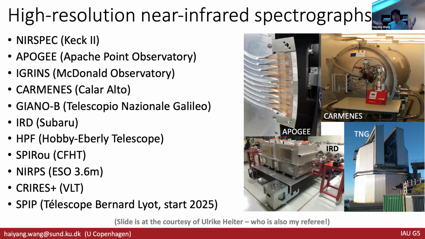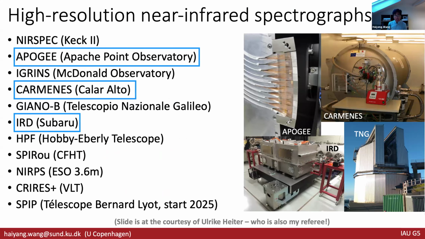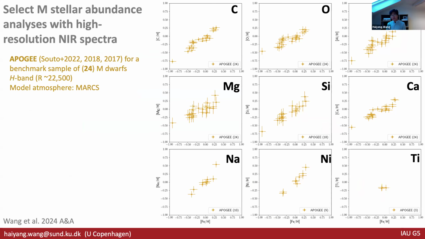And so here we collected the data mostly from three surveys: APOGEE, CARMENES, and Subaru, the InfraRed Doppler instrument. The reason is that these surveys give us the most relevant abundances for the elements of our interest, and they are also analyzed with a similar atmospheric model, and I will talk about it in more detail. So here is the collection from these three surveys, starting with APOGEE.